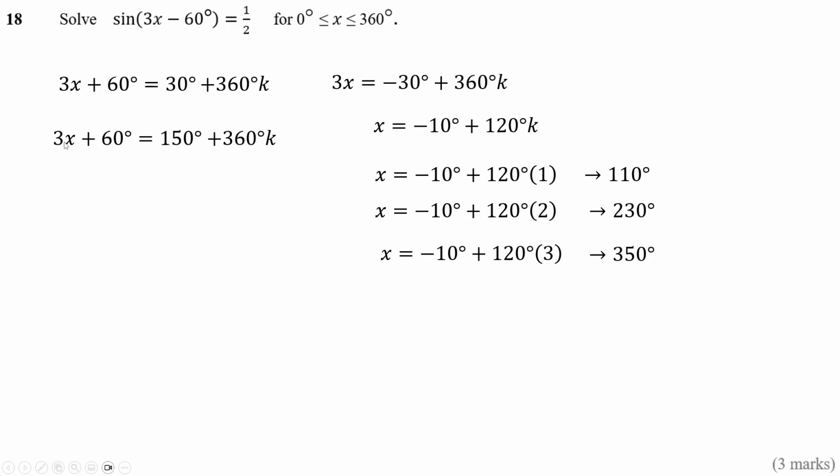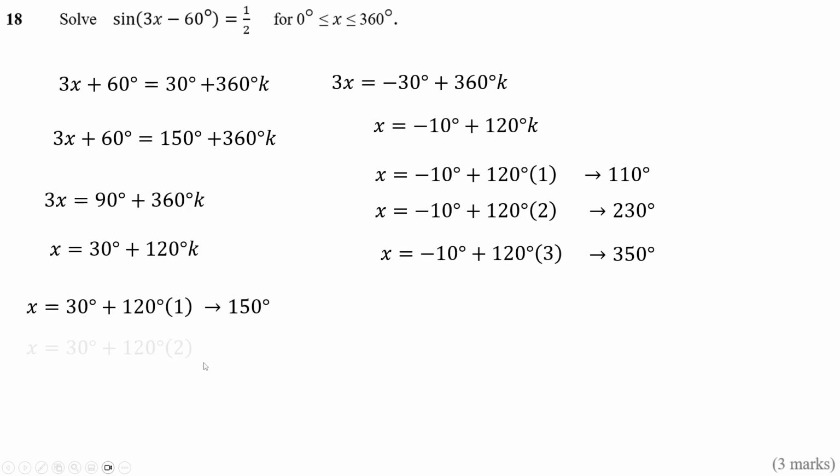The next part, take away 60 degrees from both sides. Same thing, and then we'll divide by 3 to get this. Let k vary. You can actually have k equals 0, and we'll get to that later. But when k equals 1, you'll get 150. When k equals 2, you'll get 270. When k equals 3, you'll have 3 multiplied by 120, which is 360.